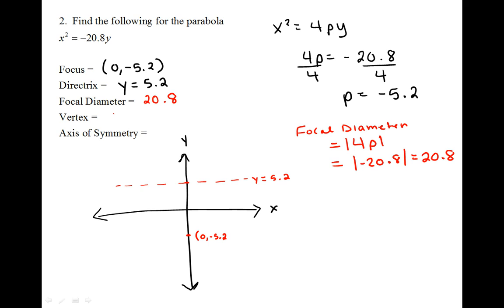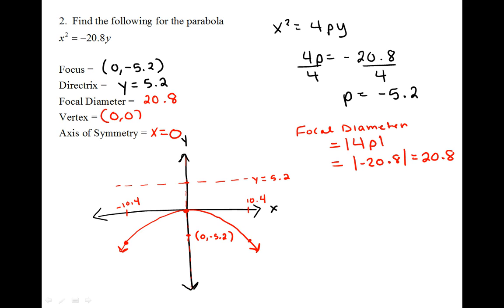Your vertex is still at 0, 0. Your axis of symmetry, well, here's your vertex here. It's opening down. Now we know since the focal diameter was 20.8, half of that is 10.4. So this is going to go out to 10.4 on this side, negative 10.4 on this side, which would give me a point here, and a point here. Your axis of symmetry, once again, is this line right here, which is the line x equals 0. And I think we're set there.